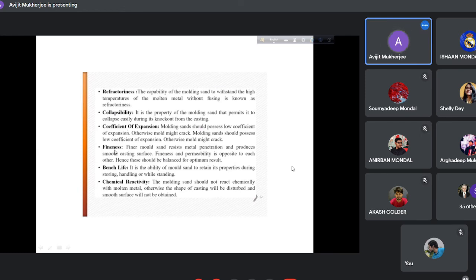Then fineness, again, the concept is coming from permeability or porosity. If the sand particles are very fine, what will happen? The surface finish will become very smooth. On the contrary, porosity may be reduced, that is, permeability may be impaired. So a balance is needed here. Fineness and permeability are contradictory. If the structure is very fine, then obviously permeability will be impaired. On the contrary, if permeability is very high, then fineness will be impaired. So a balance is needed. It depends on the experience, requirement, the type of product, use, all this.